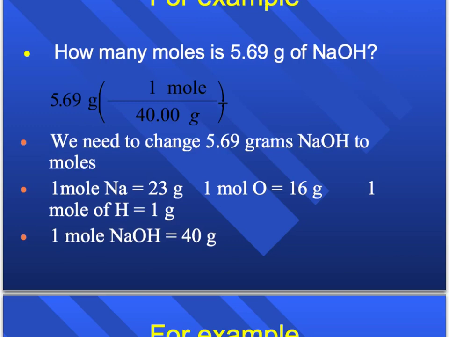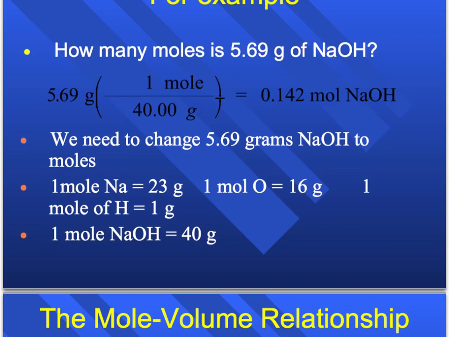Now we have our value here, so we're just going to go ahead and do the math. When we do this math, we're taking this value of 5.69 and dividing it by 40. And we come up with a value of 0.142. I'm hoping that you realize if you did this on your calculator, you should have come up with a value of 0.14225 or something like that. Notice in our final answer we only have 3 significant figures because in our given we only had 3 significant figures.